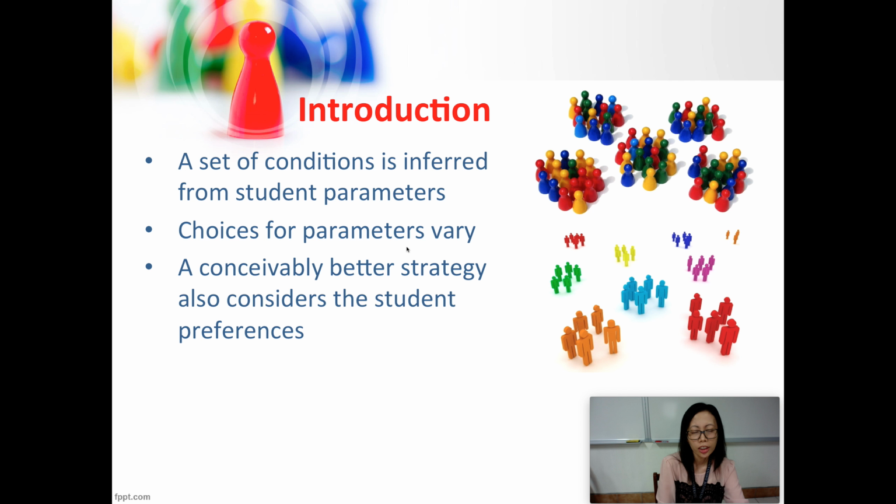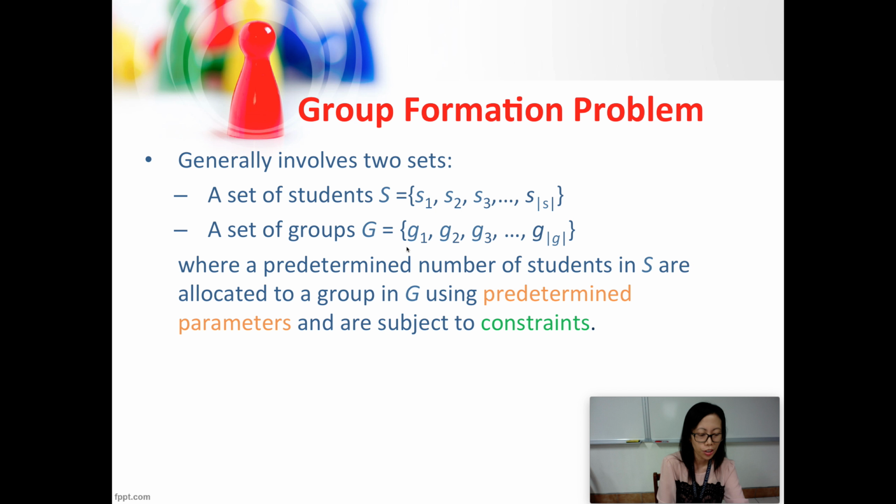Now, this is a well-studied problem in the literature, and the group formation problem is defined generally as a problem that involves two sets. We have a set of students S and a set of groups G, where a predetermined number of students in the set S are allocated to a group in the set G using predetermined parameters and are subject to constraints.